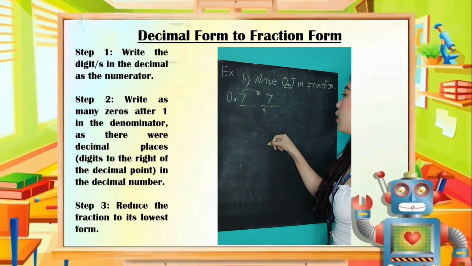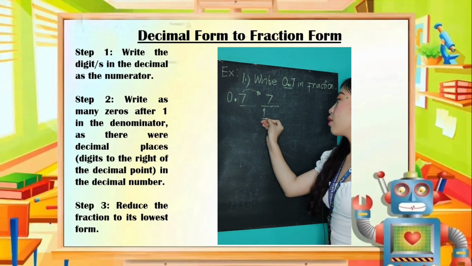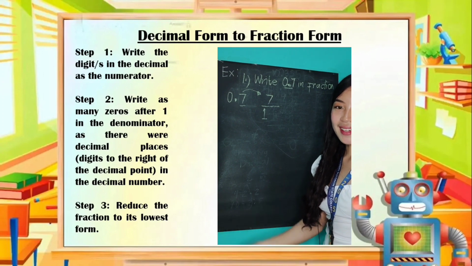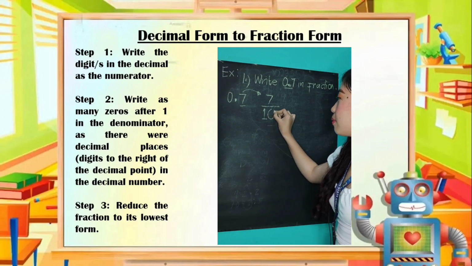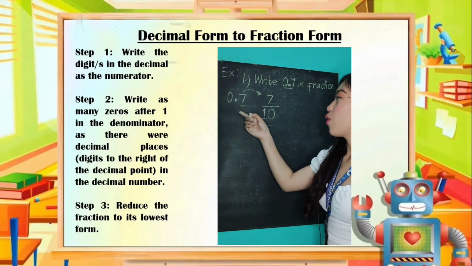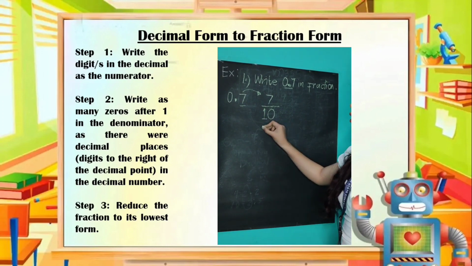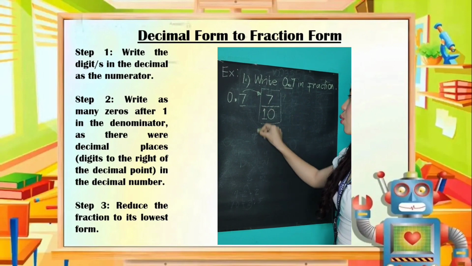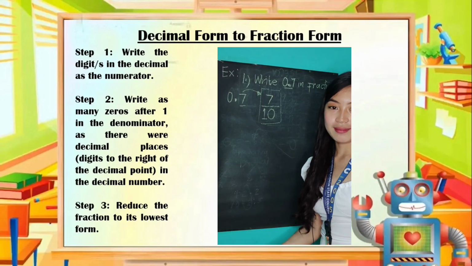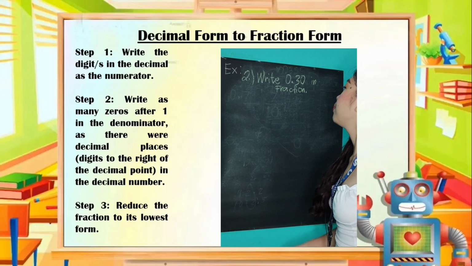So we're going to put 1. And how many zeros are we going to add? Yes, very good. Only 1 because there is only 1 digit in the decimal. So the answer for number 1 is 7/10.